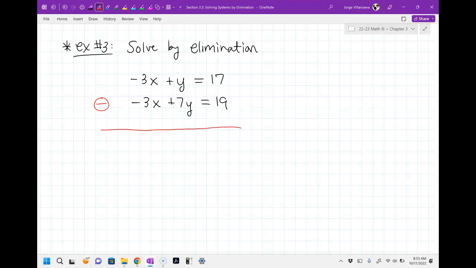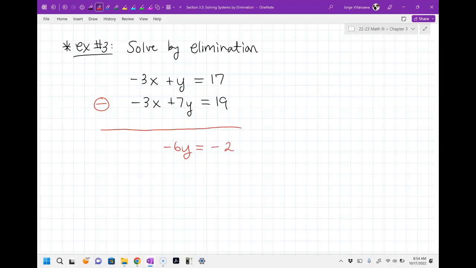Now let me go to the y's. y minus 7y, negative 6y. Notice one of my variables disappeared, so that means I'm good. Okay? That's exactly what I want to happen. Okay? Now, 17 minus 19 is negative 2.